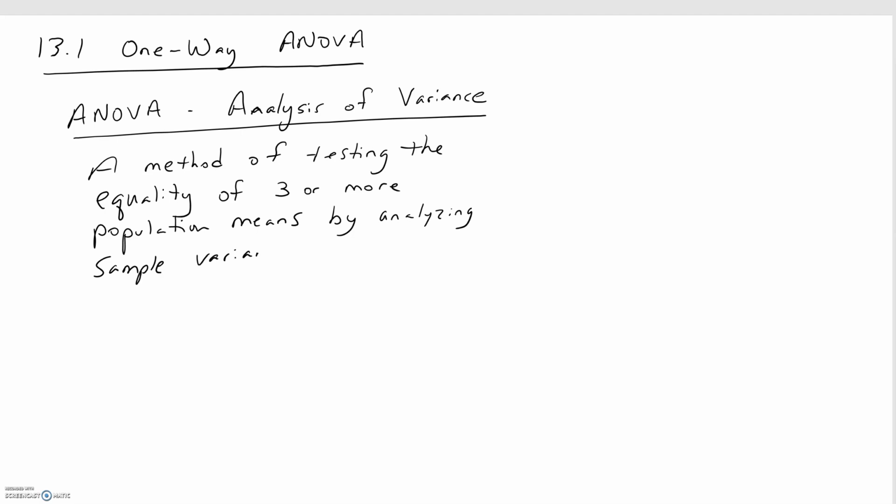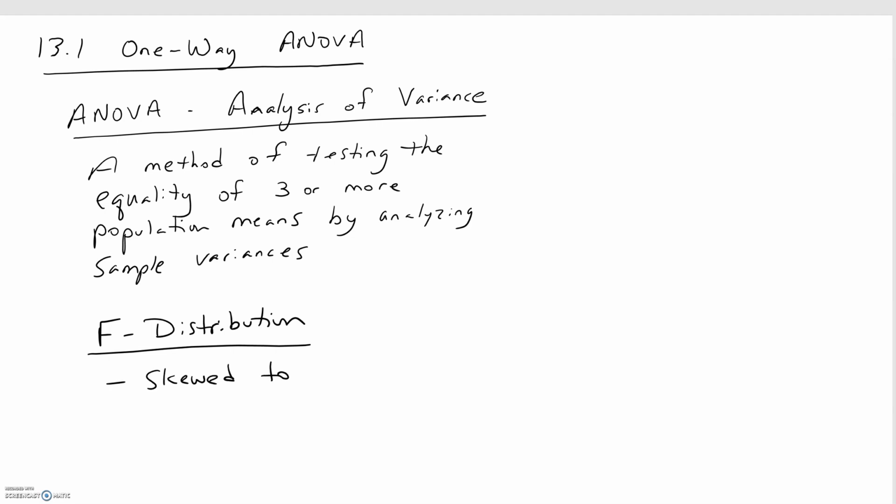We'll save the majority of the mathematics for our class discussion, but what we're going to use is a new distribution, the F distribution. The distribution is skewed to the right, and that's going to be helpful because, similar to our chi-squared test, we're looking at differences. So we'll have zero or positive values.